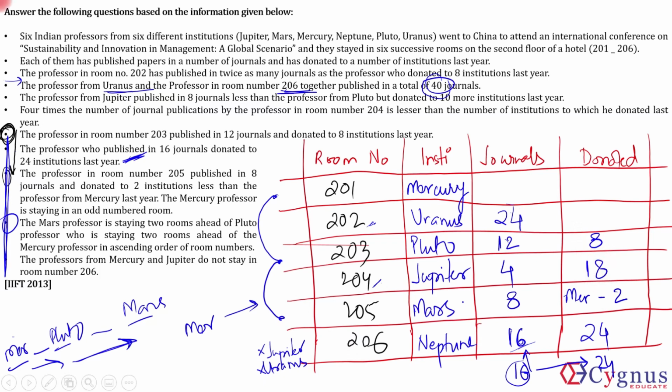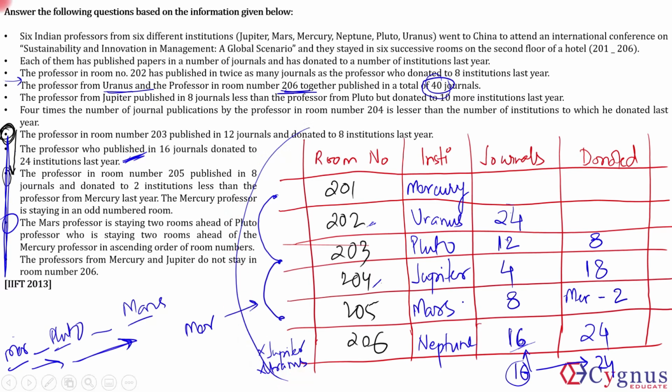Okay. Next is 4 times the number of journal publications by the professor in room number 204. So room number 204, 4 times the number of publications. So 4 times 4 is 16, which is lesser than the number of institutes to which he donated last year. So 16 is less than 18, which is fine. It means even if this was not given, it would have been fine for us. Fine. So far, of the information given, this is the table that we can draw.